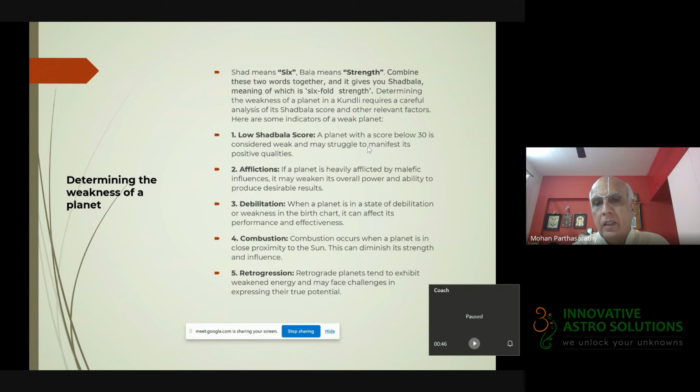Retrogression is the terminology used when planets tend to exhibit weakened energy. It is nothing but the slowing down of the motion of a planet relative to a planet which is moving faster. So there may be some challenges in expressing the true potential of the planet which is retrograding.